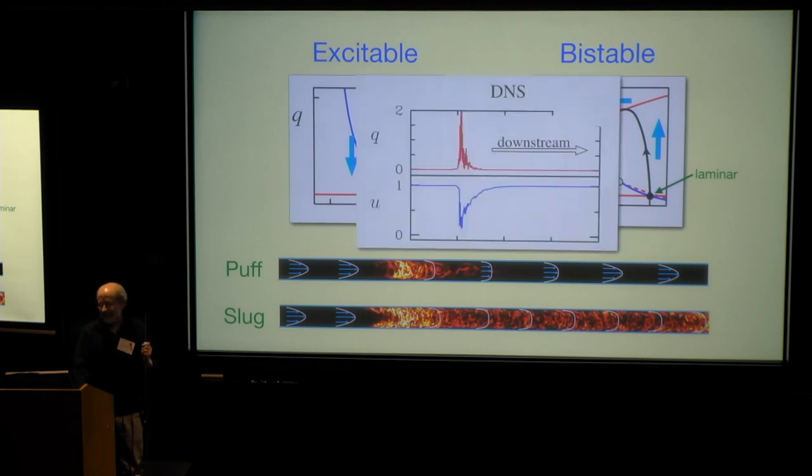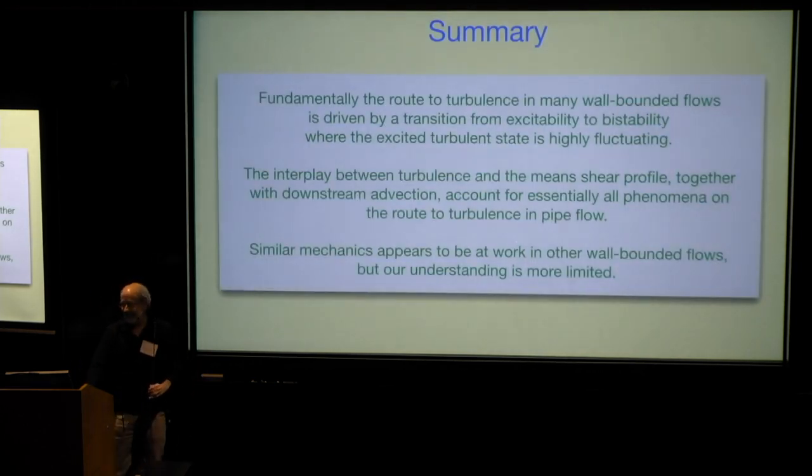That's actual DNS of pipe flow. That's the turbulent intensity. That's the centerline velocity. What does this look like? Anybody in the audience who works in neuroscience? An action potential. It looks just like an action potential. I'll come back to that.